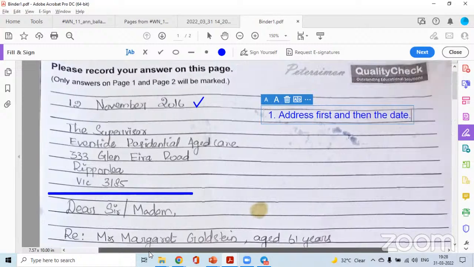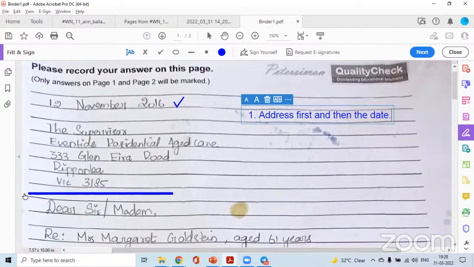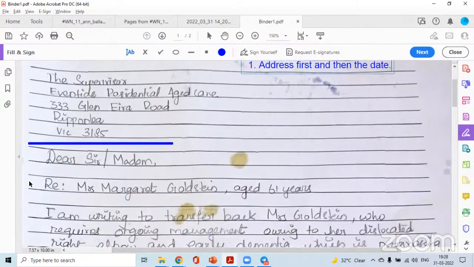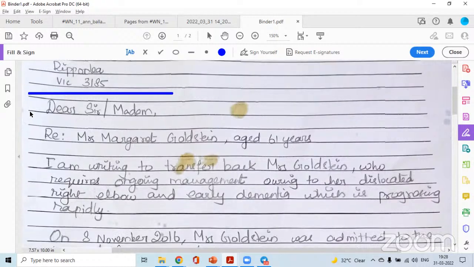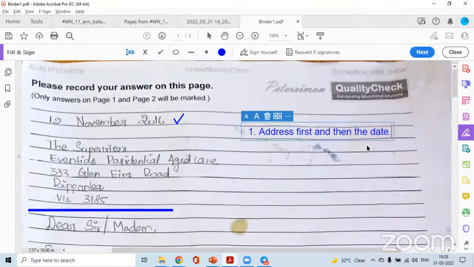And you see the main left margin is not maintained properly. You have to start from the line where it is starting, and where it is ending, there you have to end. Number 2, maintain the left margin.